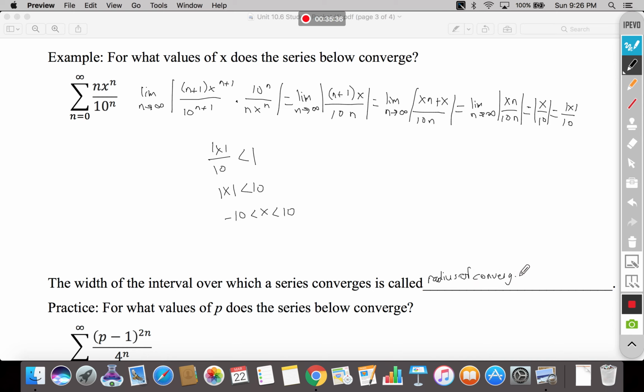And in this case, we found out the radius of convergence. I want to call it radius of convergence in this case. Radius of convergence is 10. But to actually answer this question, what does x need to be? To make it converge, it needs to be that, negative 10 to 10.